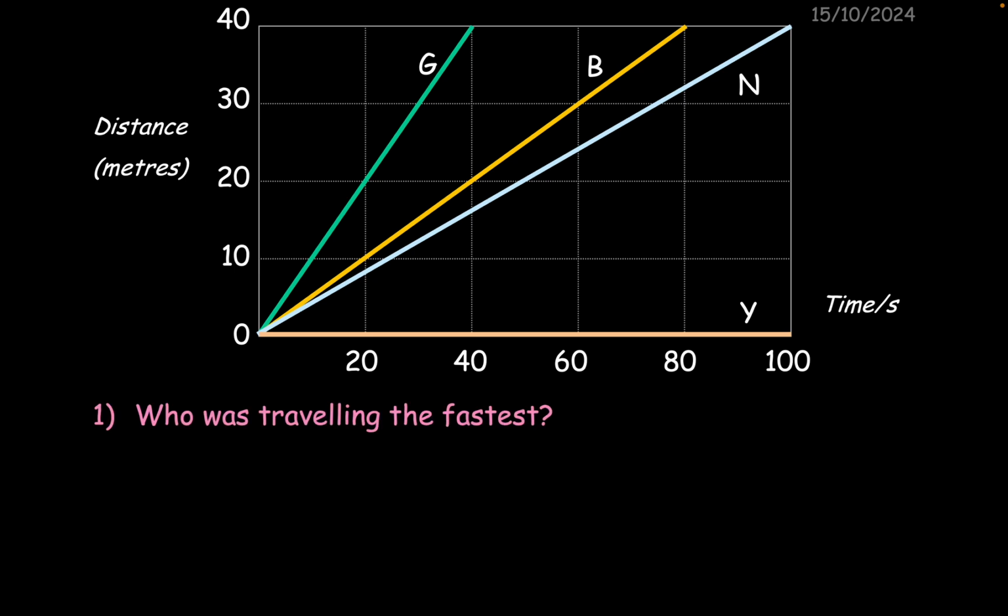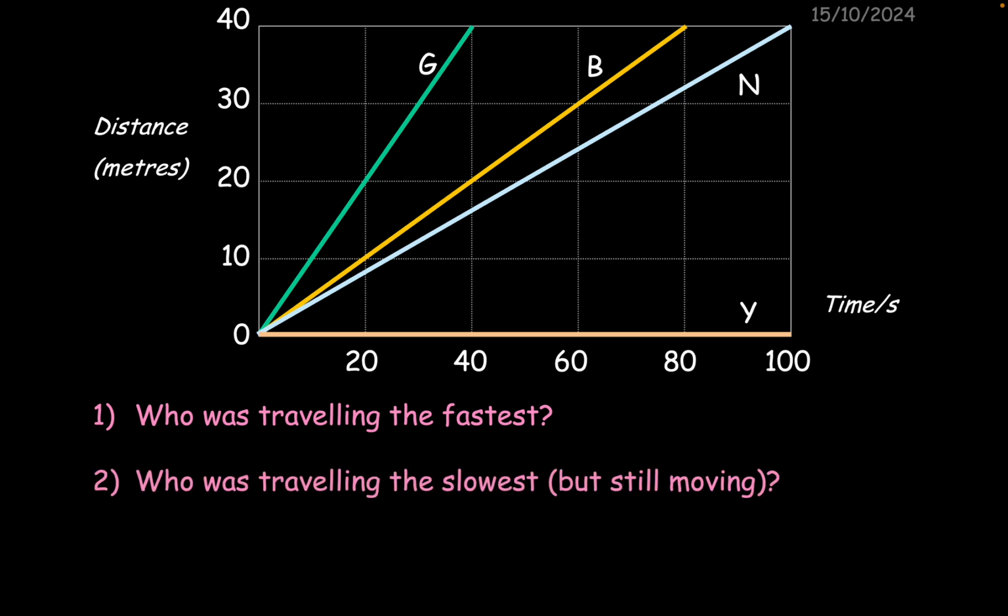So who was traveling the fastest? Well, the steepest one, so that would be G. Who was traveling the slowest but still moving? That would be N, because Y is not moving, because he stays at 0 meters for the full 100 seconds on the graph. Who didn't move? The answer is Y. Okay?